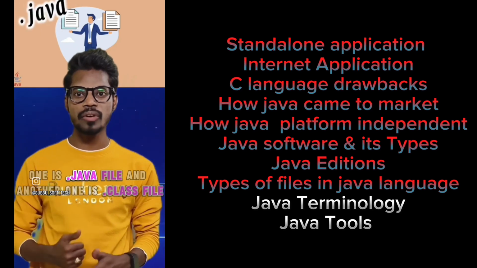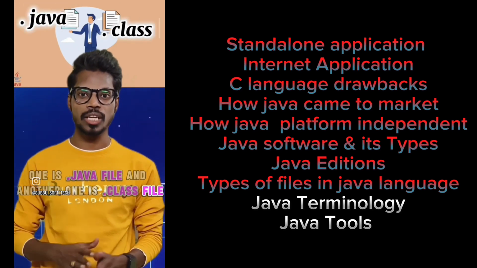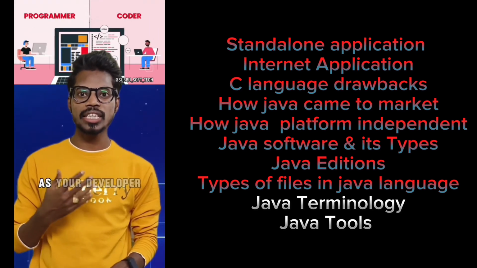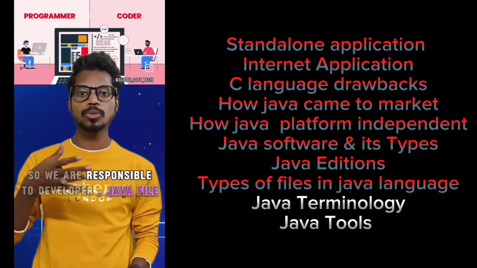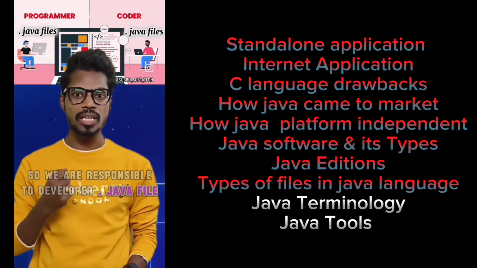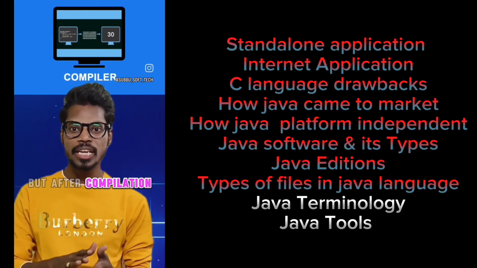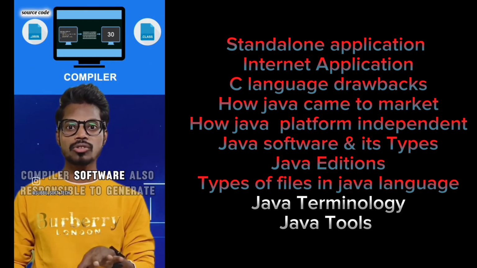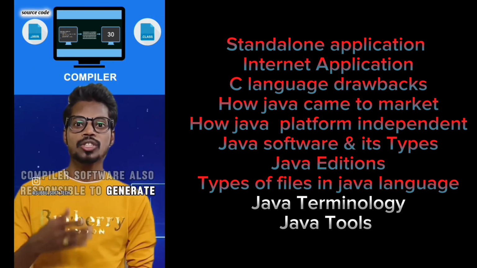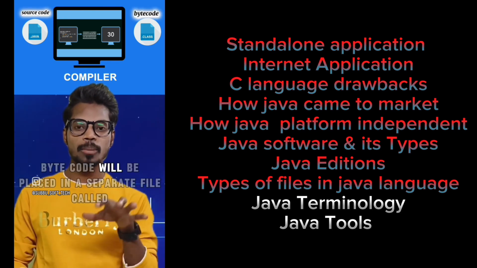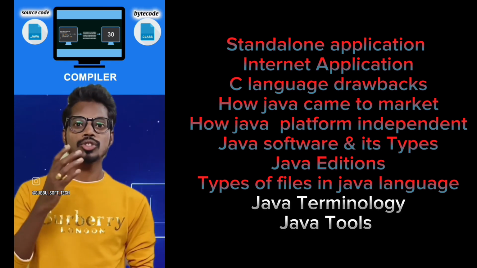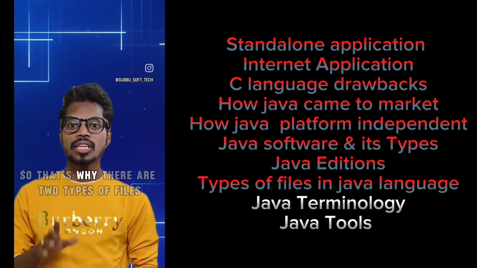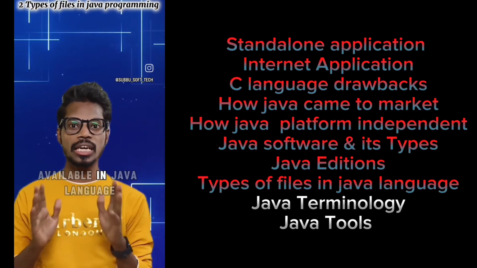One is .java file and another one is .class file. As a programmer, as a developer, we are responsible to develop .java files. But after compilation, compiler software is also responsible to generate bytecode. That bytecode will be placed in a separate file called .class file. So that's why there are two types of files available in Java language.